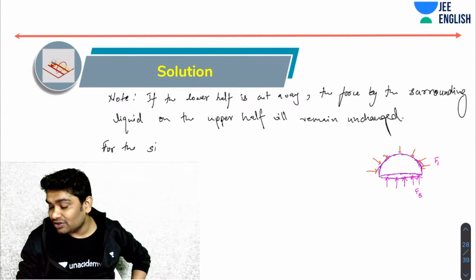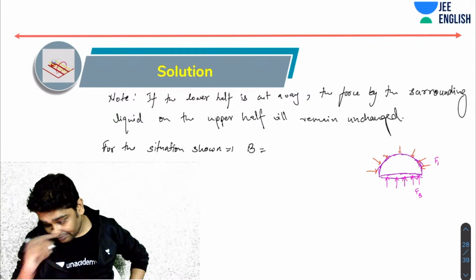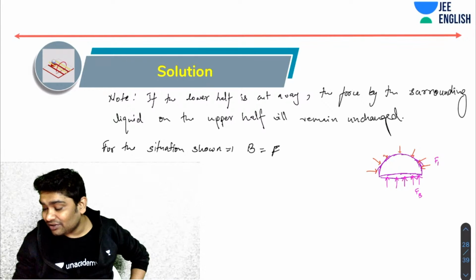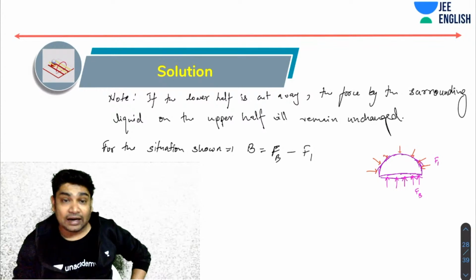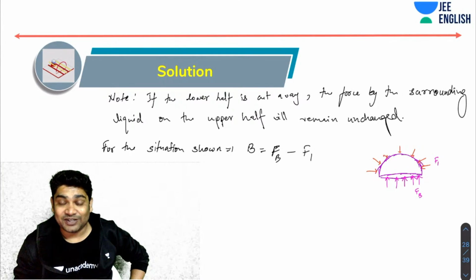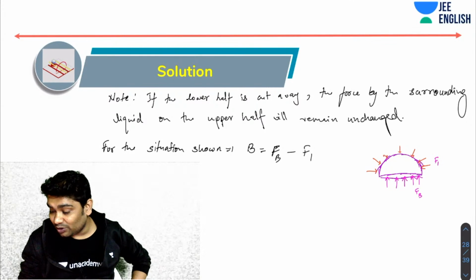Okay, correct. Now, can I say net buoyant force for the situation shown? I know net buoyant force must be equal to force on base, which is the upward force, and minus the force on the upper hemisphere. Okay, that will be a downward force. So that is what I should get. Now I already know what the buoyant force is going to be. Buoyant force is obviously going to be weight of liquid displaced.